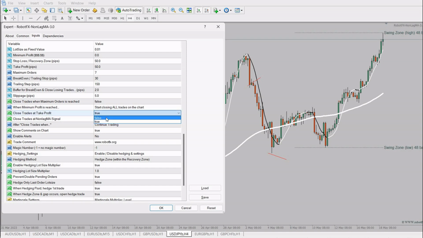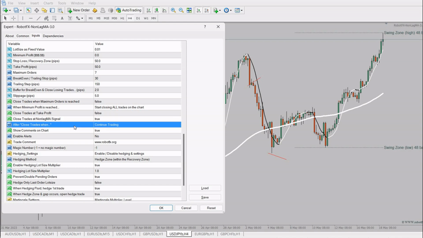However, you might not want to close them. Again, it depends on whether you are hedging or not, and about the profits and how many trades you have. What else? There's the possibility to close the trades at non-LagMA signal, which is the main purpose of this trading with the trend using this non-LagMA indicator. By default, it is set to true, but it can be disabled. Maybe you just want to open trades on the non-LagMA signal and let them run.